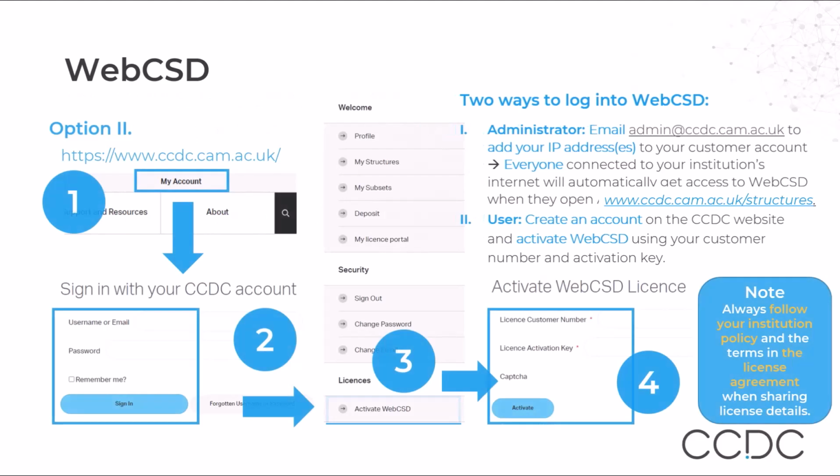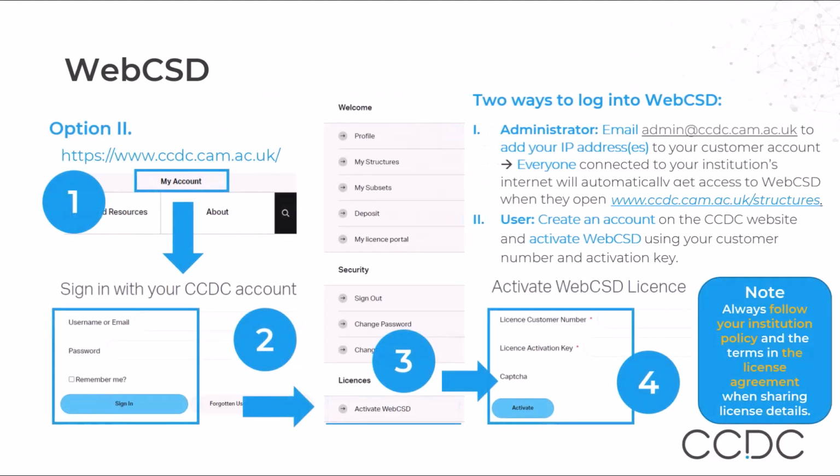The other option would be for users to create an account on the CCDC website and connect it to your institutional license with the few simple steps shown on screen. License details should be shared only with your staff and students according to your institution policy and license agreement.